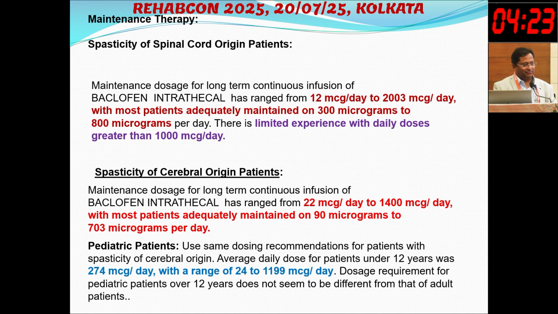For maintenance therapy of spasticity of spinal origin, the maintenance doses of long-term continuous infusion of intrathecal baclofen range from 12 to 2003 micrograms per day. We can increase. Most patients are adequately maintained on 300 to 800 micrograms. But again, in limited experience, daily doses are greater than 1000 micrograms per day. For spasticity of cerebral origin, most patients are maintained on 90 to 700 micrograms, but we can go up to 1400 micrograms per day.